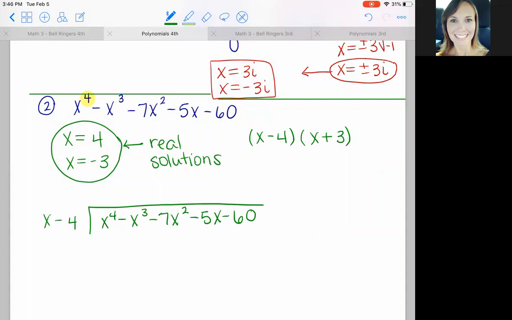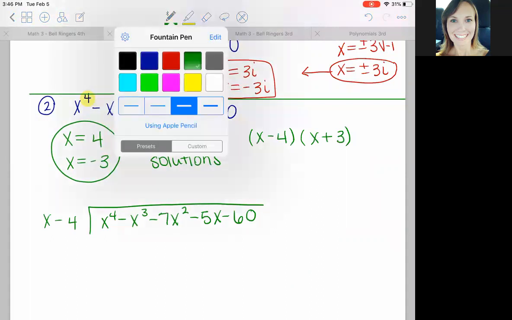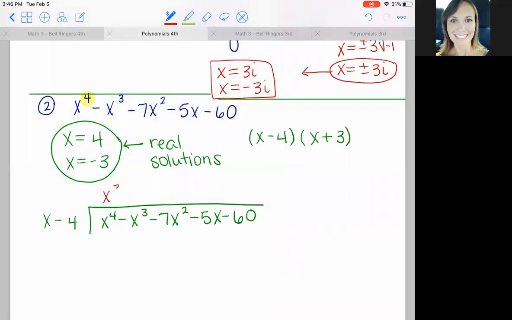So I have x times something is x to the 4th. So x cubed, I'm 1x lower. So I get x to the 4th. Then I do -4 times x cubed. So don't forget to multiply by that -4. -4x cubed. Sign change. That goes away. And I have 3x cubed. And I bring down -7x squared.